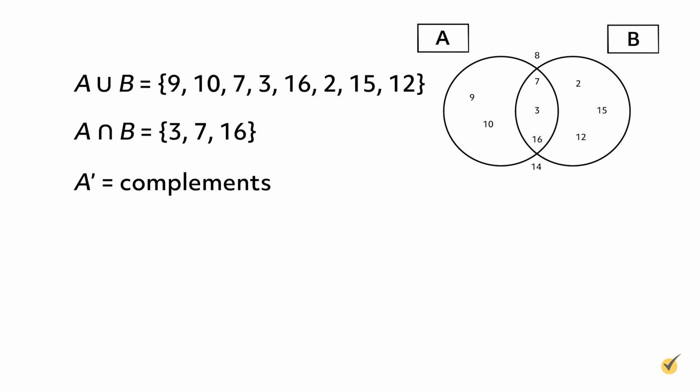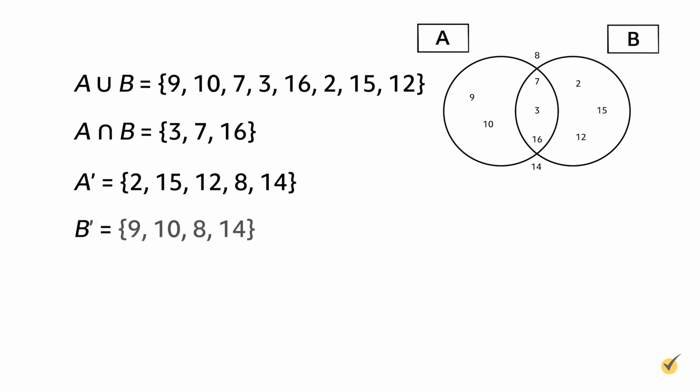Let's find complements now. What is an A complement? This will be all the numbers that aren't in A. So we'll have 2, 15, and 12 from B, as well as 8 and 14, which are neither in A nor B. Similarly, B complement will have all the numbers that aren't in B. This will include 9 and 10 from A and 8 and 14 from outside A and B.